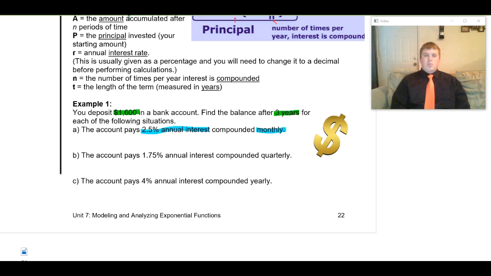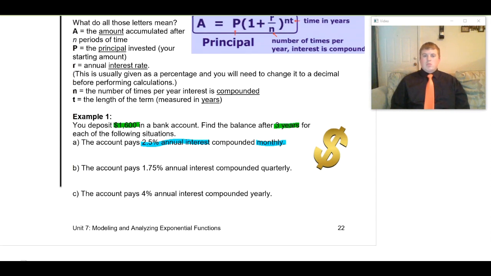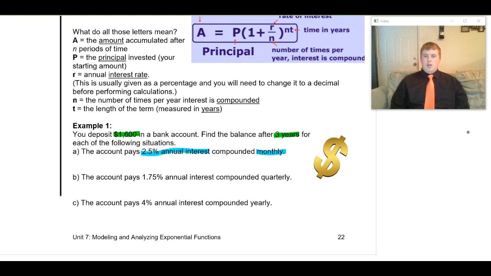Those are the two important things that we are going to want to really highlight as we're going through these, because they're going to be numbers that we need to plug into our formula. So I'm going to scroll up just a little bit so that we can still see our formula. Now, A is the amount that's going to be left in the account. We don't know what that is right now, so we're just going to leave it as A. P is going to be the amount that we started with. So we are starting with that $1,600 that I have highlighted in green there. So we're going to put $1,600.